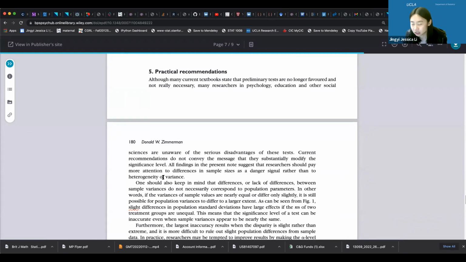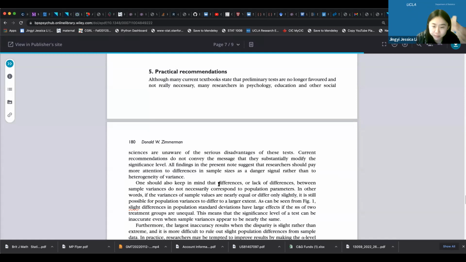I think this is a practical recommendation because, as I said, whether the population variances are equal or not is unknown. It's not observable. But the sample size unbalance is clear, right? We know the sample sizes. So basically it says that you may choose the Welch's test if the two samples have very unbalanced sizes.